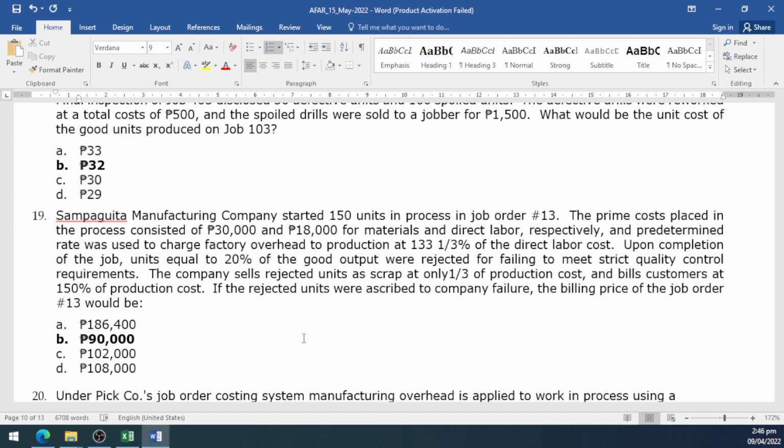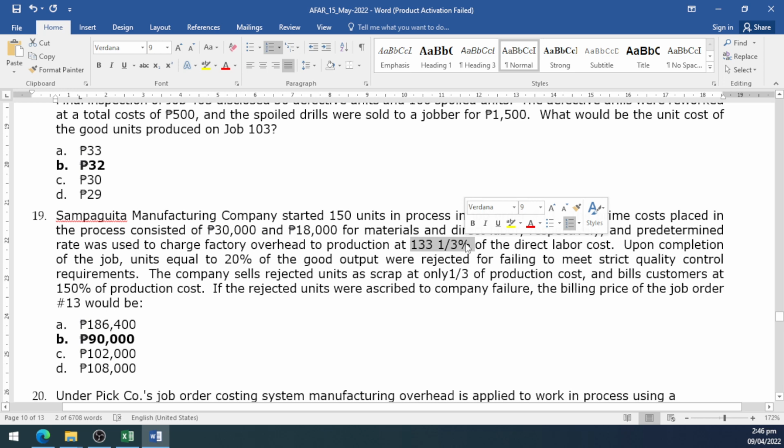Look at this. The prime costs are the following, 30 and 18. And then overhead is applied, number 19, at 133 and 1/3% of DL cost. So that is 24,000. So the total manufacturing costs there are 72,000: 30 plus 18 plus 24. That is for the original 150 units. So 72,000 divided by 150 units is 480 per unit. That's the unit cost.